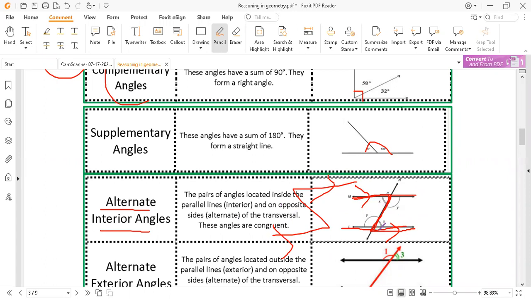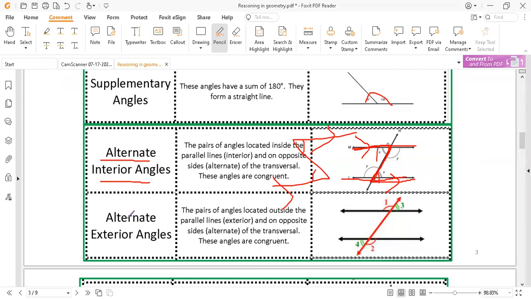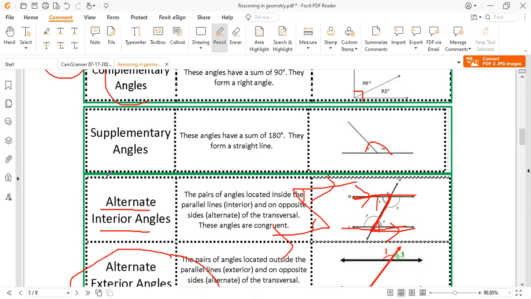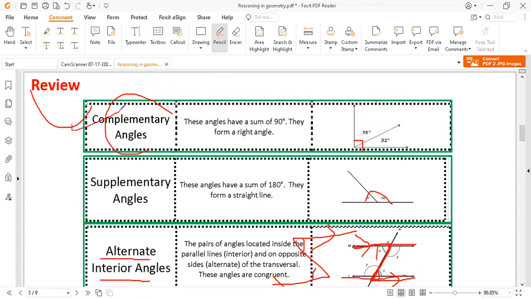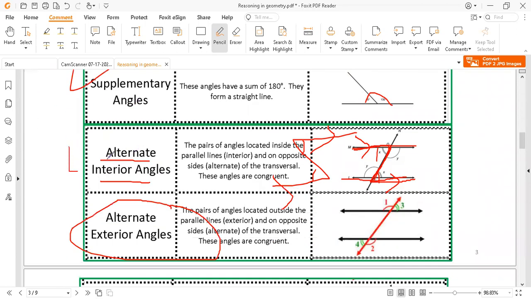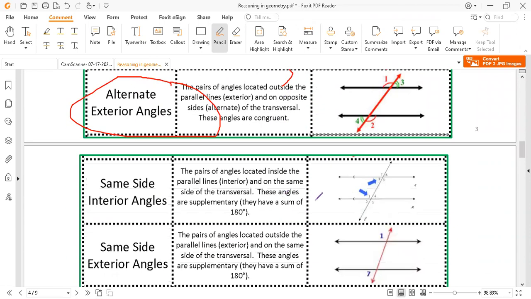So normally we search for a Z to find the alternate interior angles. This angle equals this angle, or this angle equals this angle. Good. We also have alternate exterior angles. As we see here clearly, we have what we call alternate exterior angles, but I want you to focus on this one, and also this one.